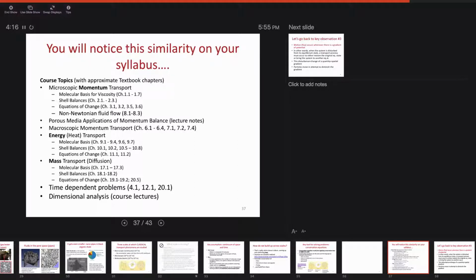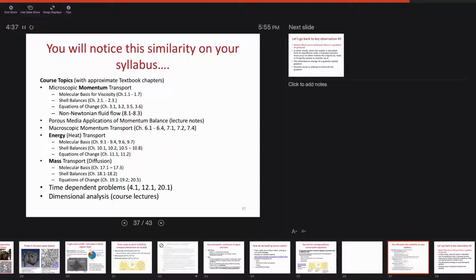Still the same conservation laws apply. And we will move on then to heat transport and mass transport. And we will again repeat the sequence. We will look into the molecular basis for it, shell balances and equations of change, and then we'll repeat the sequence for mass transport. Okay, and those are those similarities that I was talking about.